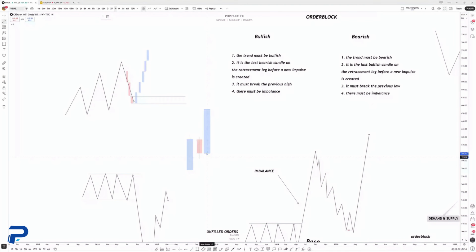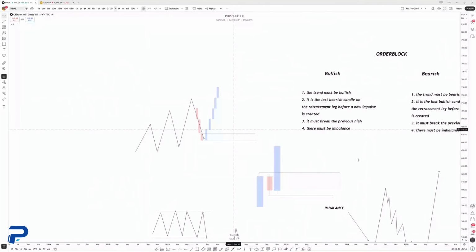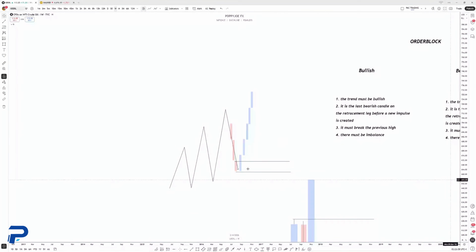Now I like to mark the POI like this. If the bullish candle is the lowest, I will mark the bullish candle. If it's a bearish candle, I mark from the lowest to the highest here. That's what I like to do to mark my POI. Also with our bullish order block, we always have a lot of questions regarding how to mark the POI.